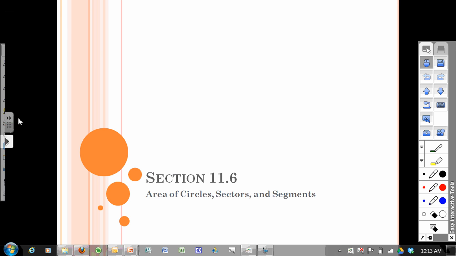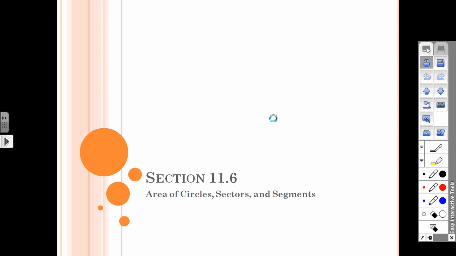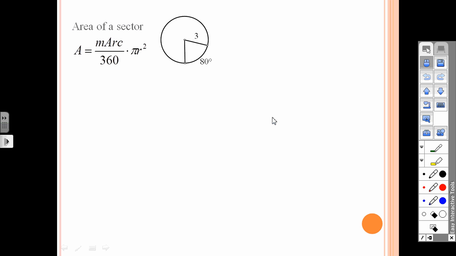Okay, so let's talk about the area of circles, sectors, and segments, because we can't talk about an area unit without talking about the area of circles. So far, everything's been polygons. All right, so let's just jump right into what the area of a sector is.